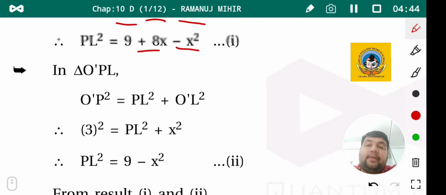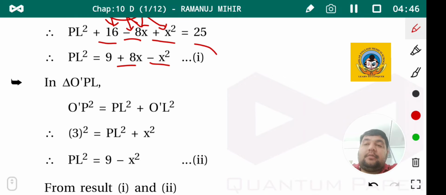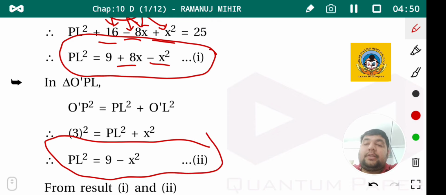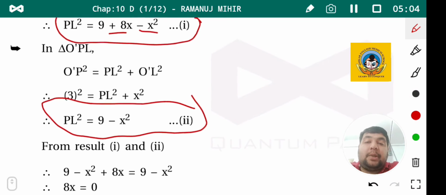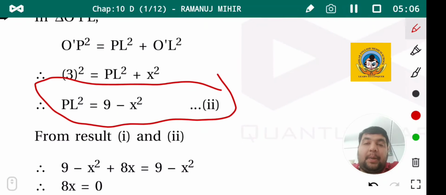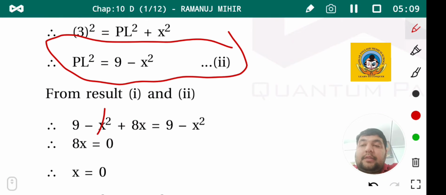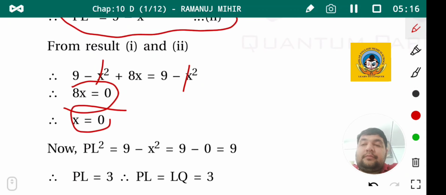So now we have two equations. See, in equation 1, PL square is the subject of the formula. In equation 2, PL square is also the subject of the formula. So the LHS of both equations are the same. So we can compare them, and when we compare, x square and x square will cancel each other. 8x is equal to 0, then x is equal to 0.